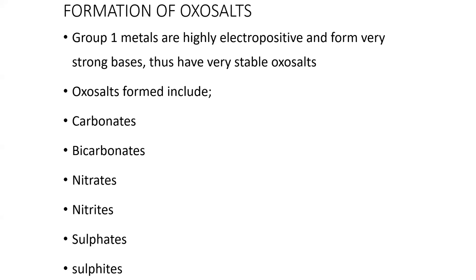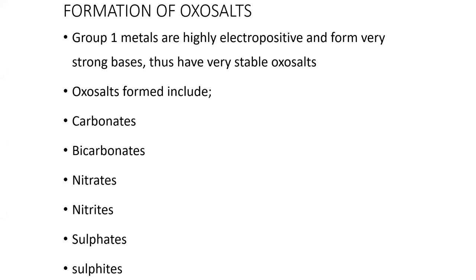Now, having looked at their reactions, let's look at what we mean by formation of oxo salts. As I already told you, most of these group one elements are very, very reactive, so most times they are not found in their free state. Most of them are found as oxo salts, like carbonates, bicarbonates, nitrates, nitrites, sulfates, and sulfites.